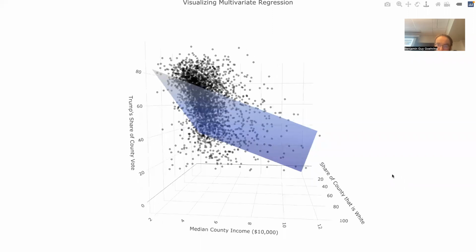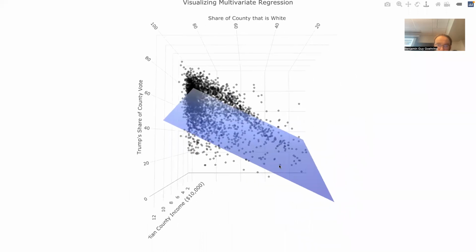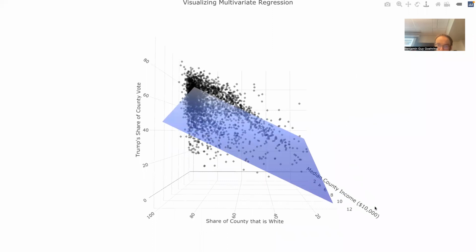You could also run another bivariate regression. Again, pretend the plane's not there. This is what the bivariate regression would look like if you replaced median county income with the share of the county that is white. And this one's starker, I think, than the median county income: really white counties on average support Trump more, and then that decreases as the share of the county that's white decreases as well.